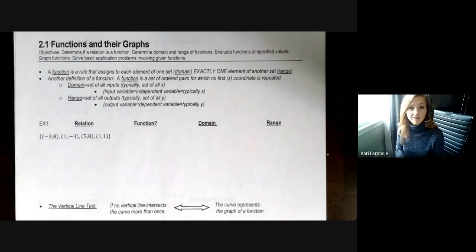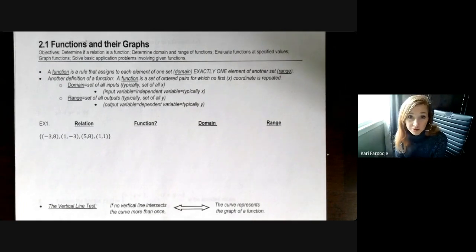So 2.1 is all about functions and their graphs. And yes, in your prerequisite, whatever that was, whether it was college algebra at ECC, or maybe you took algebra 2 in high school or something like that, you should have seen these concepts before.